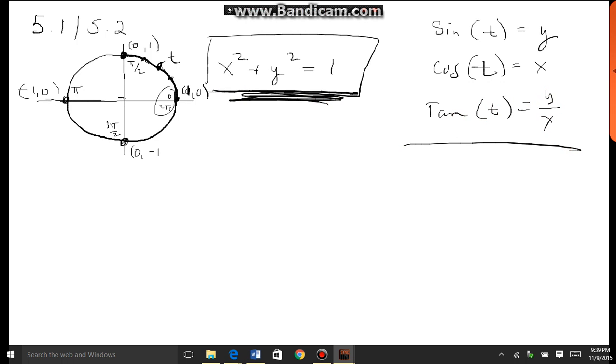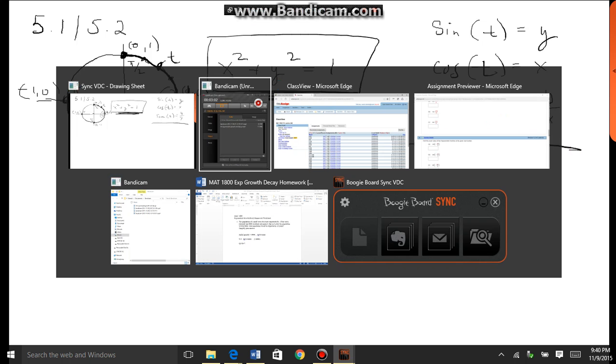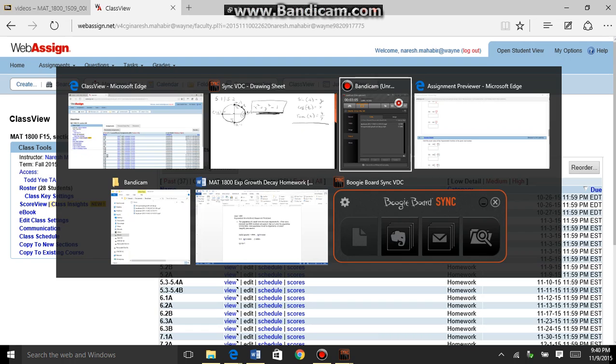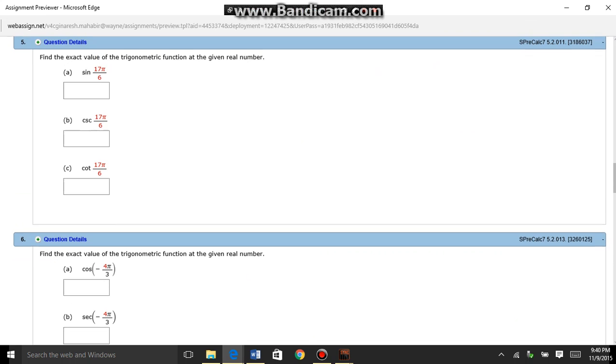Okay, so how do we put it all together? Well, let's go to WebAssign and pull a problem real quick. Oops, wrong one. All right, let's see, that's not it. Let's go to WebAssign. All right, WebAssign says this value.